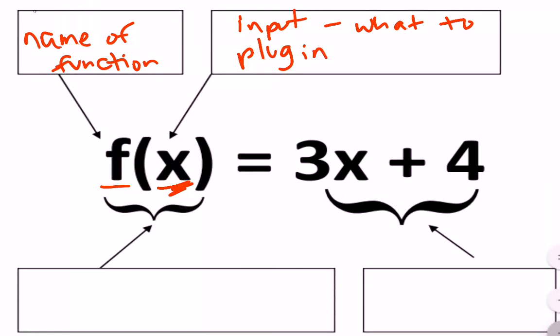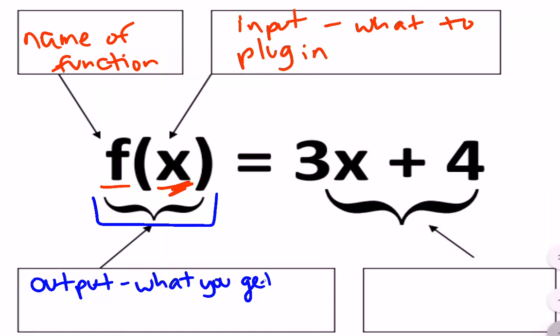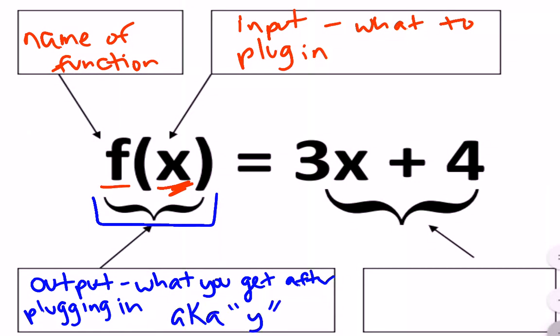The whole thing, f of x, gives us the output, which is what you get after plugging in your x value. Another name for it is your y values. And the last component, in this case in our example, is 3x plus 4, which is the rule used by the function to determine the output.